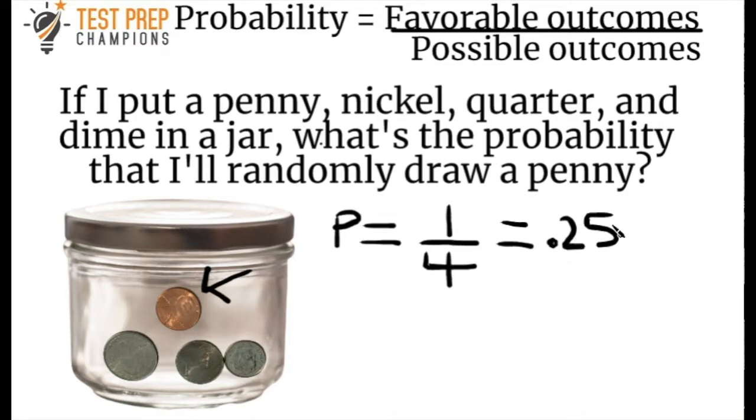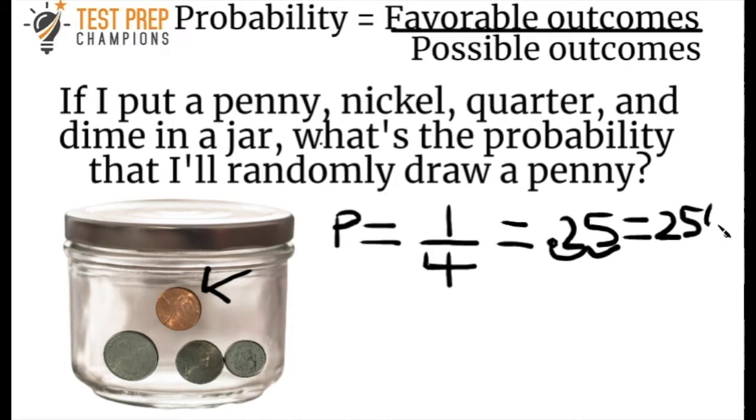Or we could also write this as a percent. The way that you can do this is you just take the decimal and you move it to the right 2 places, and then you replace it with a percent sign. So that would simply be 25%.